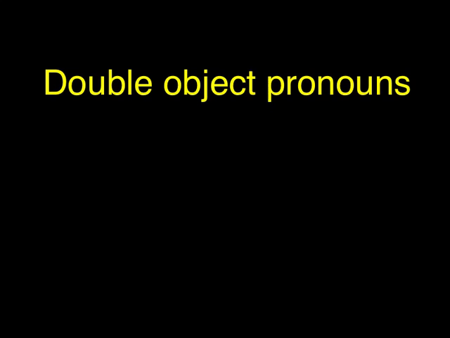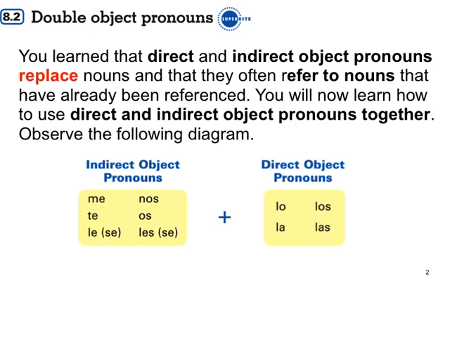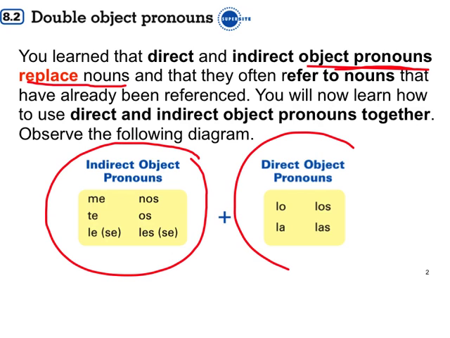Hola, clase. Now let's take a look at when we use a direct and indirect object pronoun together, and that is called the double object pronouns. You already know that pronouns replace nouns. That's easy. They replace nouns, pronouns. Now let's take a look at how they are used together.